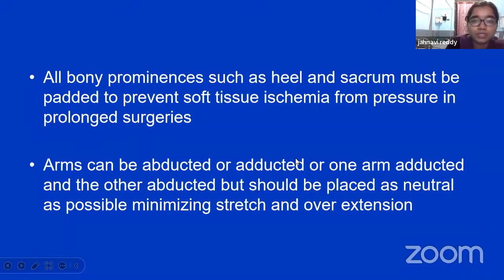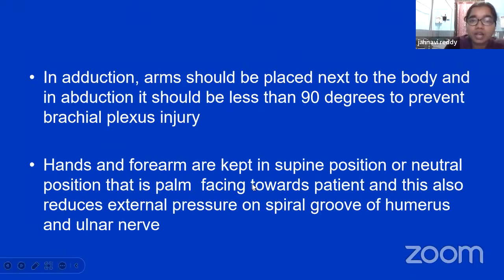All bony prominences such as heel and sacrum should also be padded to prevent soft tissue ischemia from pressure in prolonged surgeries. Arms can be abducted or adducted, or one arm abducted and one adducted, and should be placed as neutral and as comfortable as possible, without stretch or extension, to prevent all kinds of injuries. In adduction, the arms should be placed next to the body. In abduction, it should be less than 90 degrees so that we can prevent brachial plexus injury.